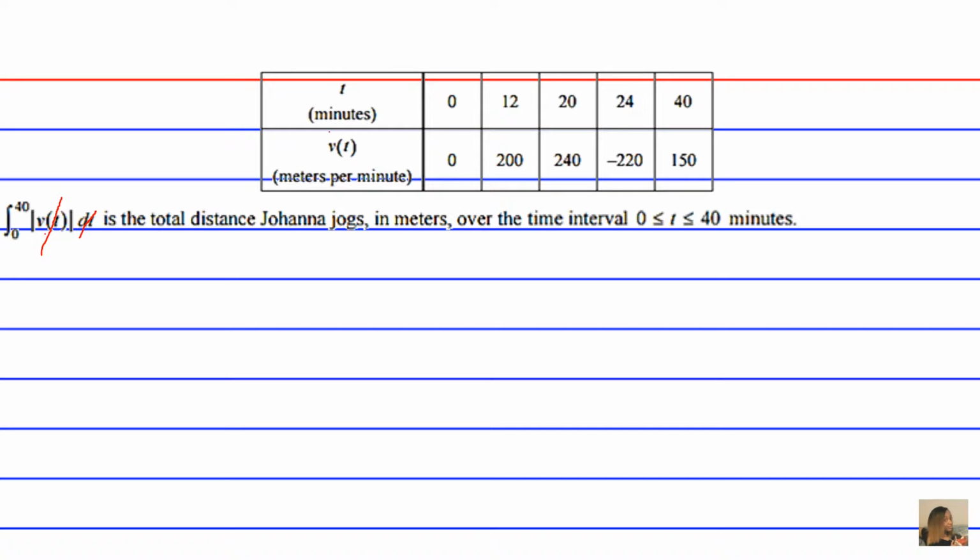So by getting rid of the time dimension, the minutes, you get rid of it everywhere. What you're left with is meters. So the total distance Johanna jogs in meters over the interval between 0 minutes and 40 minutes is what you're left with, okay?